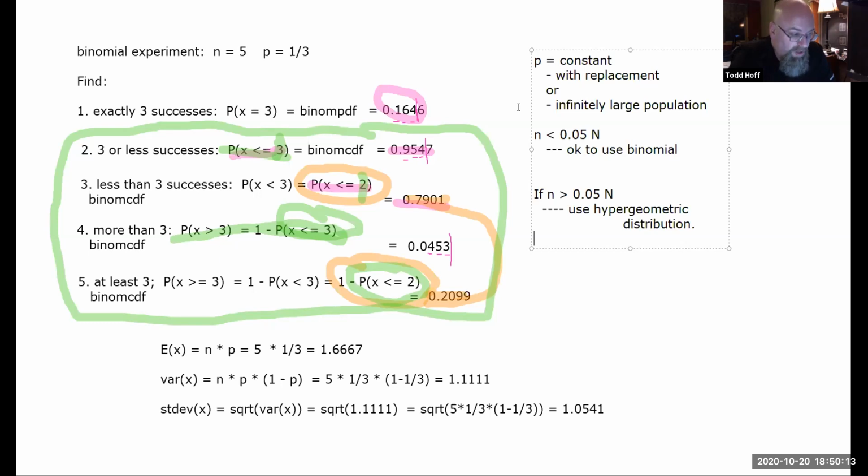That's more than 5% of the deck. So we can't use binomial approximation. We would have to use the hypergeometric distribution. It's an interesting and useful distribution, but it's not something we're using in this course. So I'm not going to go over it here right now. But that's when it gets used: when the probability of success is changing because we're not using replacement.